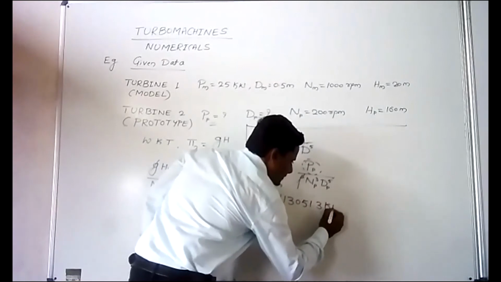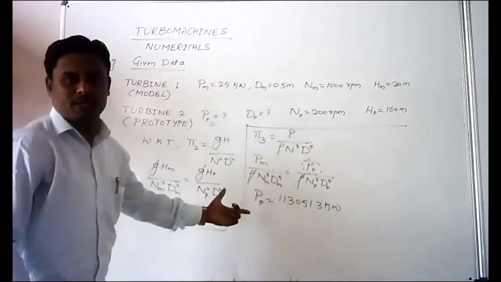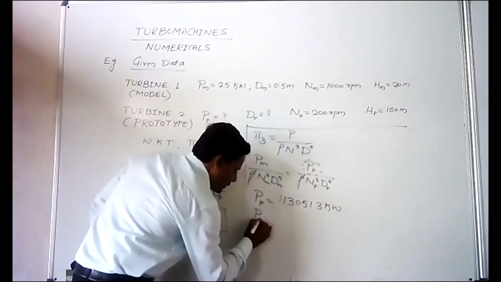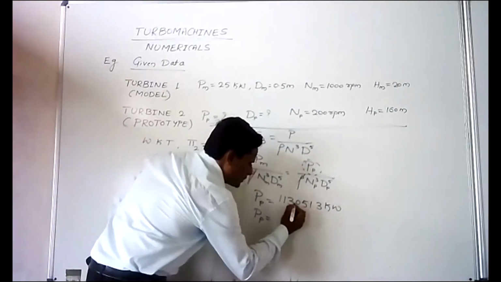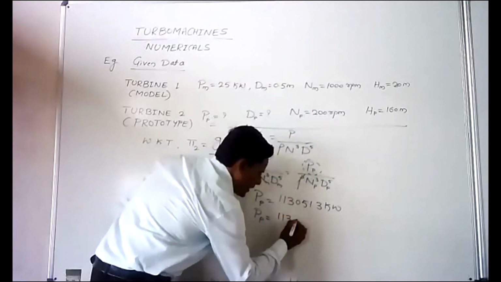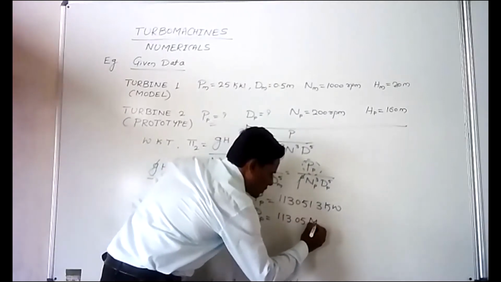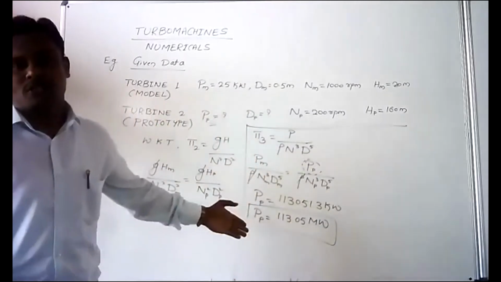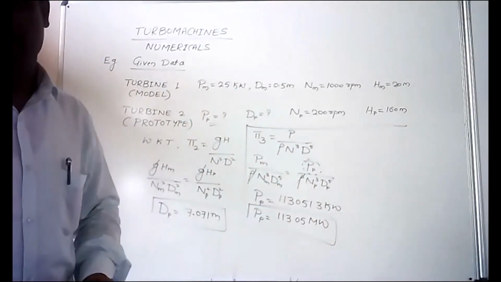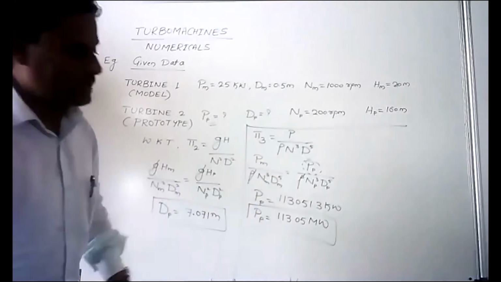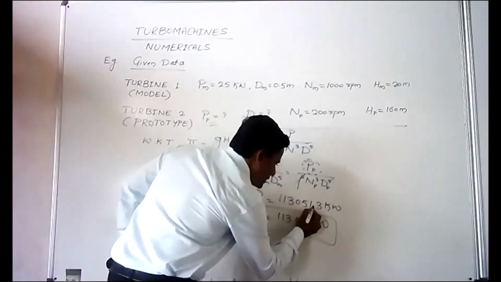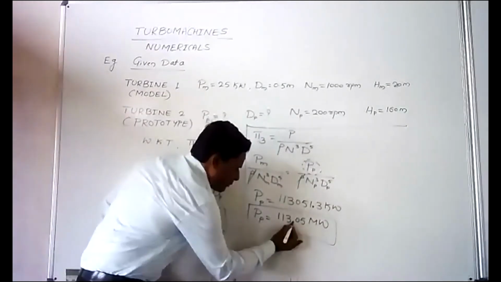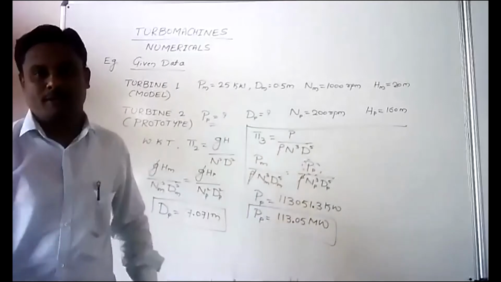51.3 kilowatts. Now, if we divide the complete value by 1000, you will get Pv equals 113.05. This is in terms of megawatts. Either you can write in kilowatts or megawatts, both are the same. I have just divided by 1000 here. Here is 0 point. So here 113 point.